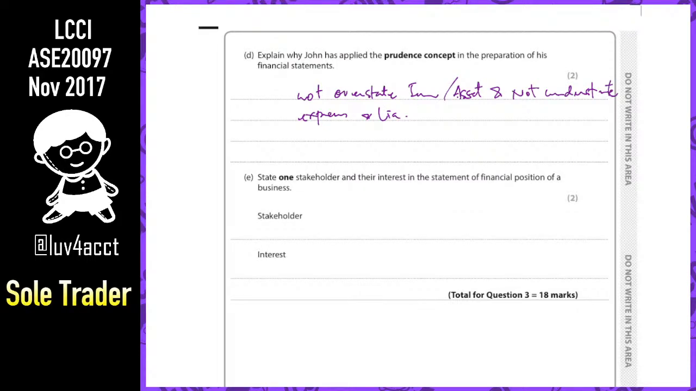Okay, and in this question we have created the allowance for doubtful debt. That is because we know that from previous information, some of the customers will not repay us. Okay, there is a possible loss. That's why we have to create the allowance for doubtful debt.